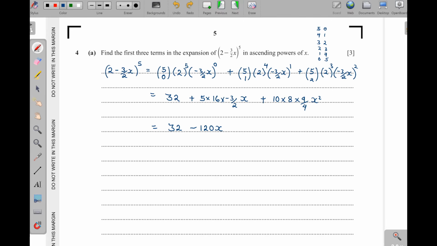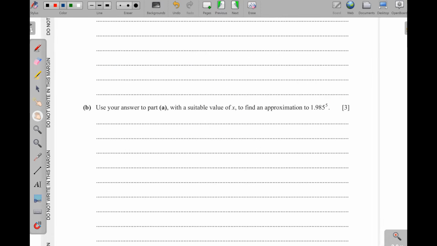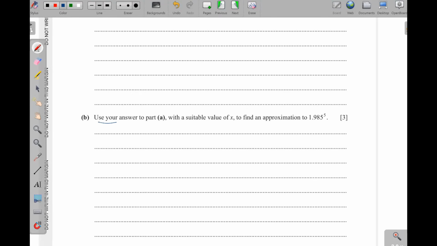And then here, 4 can go into 8 two times. Now 20 times 9. Isn't that 180? So we shall write 180 x squared. These terms are continuing. They are supposed to be 6 terms. Okay, if it is power 5, then they are 6 terms. But this is what they wanted us to get. And that is that. Then part B, use your answer to part A with a suitable value of x to find the approximation of this.